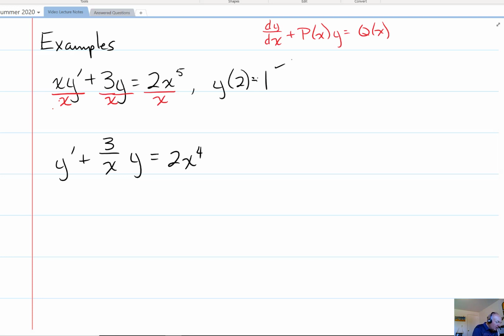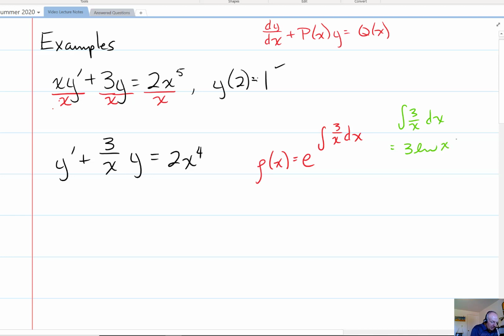All right. So we need to calculate our integrating factor rho, and it's going to be e to the integral of 3 over x dx. So what we really need to calculate is the integral of 3 over x dx, and that of course is 3 ln of x. And we don't worry about the absolute values, and we are not going to put a plus c in there.